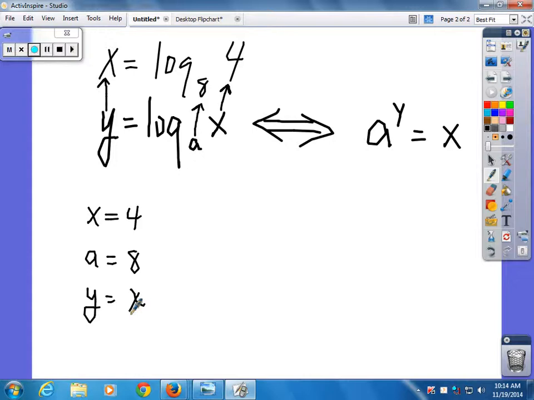Alright, now I'm going to take this, and what am I going to do over there? I'm going to take these and do what? Plug and chug. What is my A? 8. What is Y? 8, I'm sorry. Y is equal to x. 8 to the x is equal to what? 4. Now we can solve this equation, and it's good that this equation came up because you need to remember how to solve an exponential.